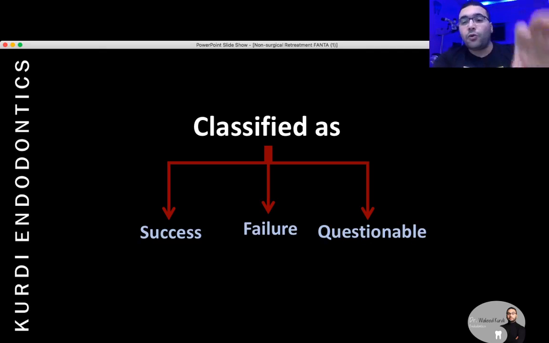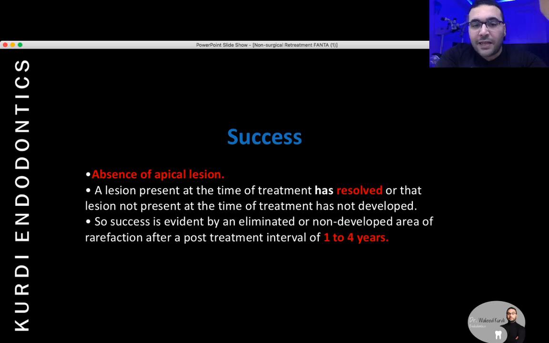And according to the radiographic assessment, we have success, failure and questionable. Success: absence of apical lesion, or even a lesion present at the time of treatment that has resolved, or even if you didn't have a lesion at the time of treatment, nothing happened and no development of a lesion.